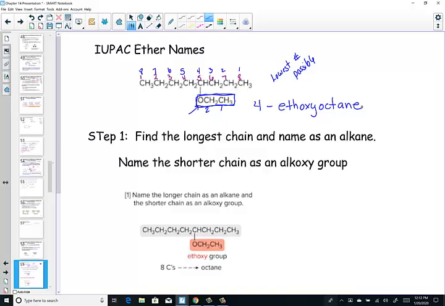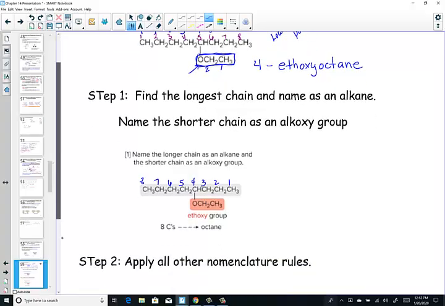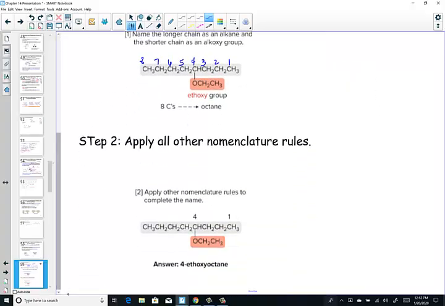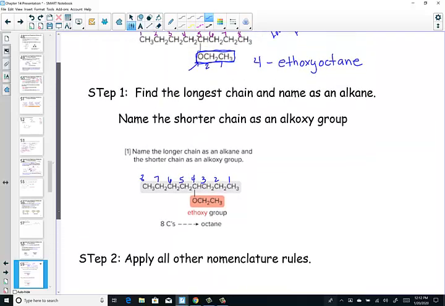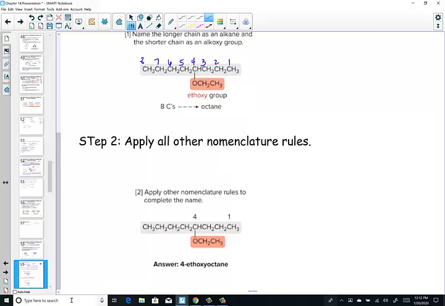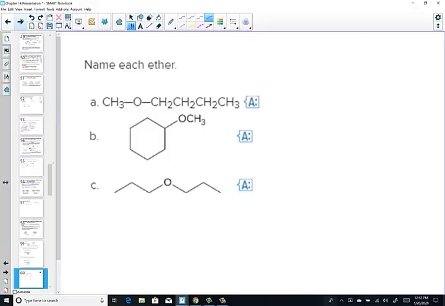Find the longest carbon chain and name that alkane. Name the shorter chain as the alkoxy group. And so we had mentioned that there were 8 carbons numbering right to left, and I noticed that I could get the ethoxy group on carbon number 4. So 4-ethoxy octane. I'm letting you know that on carbon 4, we had the ethoxy off of an 8-carbon chain. Easy enough, isn't it? Shall we try some?